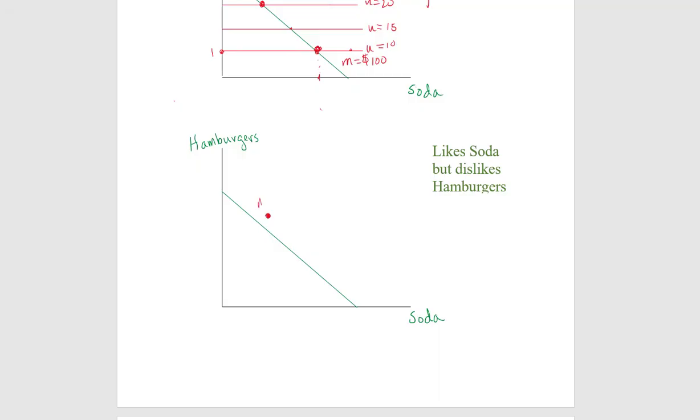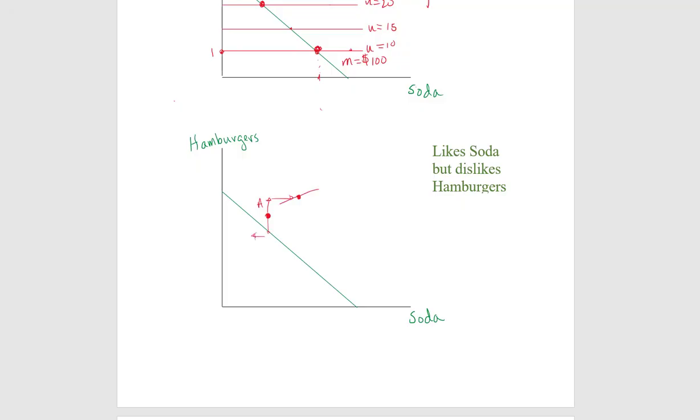So suppose I'm at this point. I'm going to call it point A. And I said, we're going to give you more hamburgers, but you dislike hamburgers. So to keep you equally happy, what would I have to do? I'd have to give you more soda to keep you equally happy. So some point like this. If I gave you fewer hamburgers, what would I have to do to keep you equally happy? Fewer hamburgers? Well, I'm a little happier now. So you could give me less soda and I could remain equally happy.